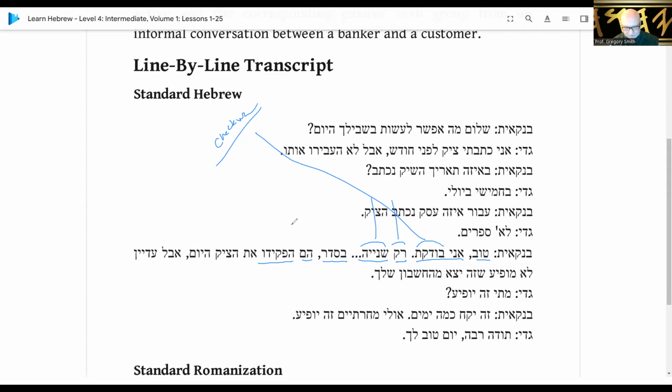הם הפקידו את התיק היום. Okay, so hem hafkido. Look at that one. Hafkido is deposited. Okay, so this is they in reference to whoever is handling putting the money in the account. Not necessarily the teller, but whoever is in back on the computer transferring money into the account.